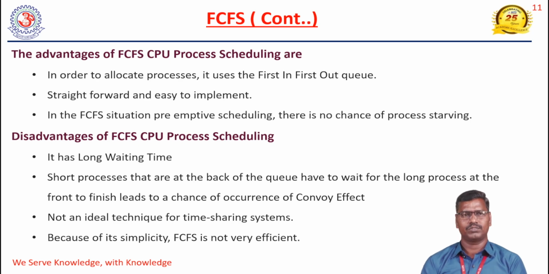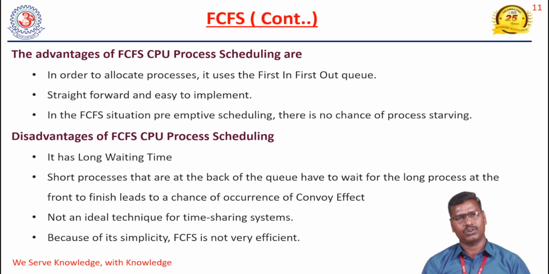And the disadvantages of FCFS CPU process scheduling: it has a long waiting time. Short processes at the back of the queue have to wait for the long process at the front to finish, leading to the convoy effect. And it is not an ideal technique for time sharing systems; because of its simplicity, FCFS is not very efficient. Okay, these are the disadvantages of first come first serve CPU process scheduling.